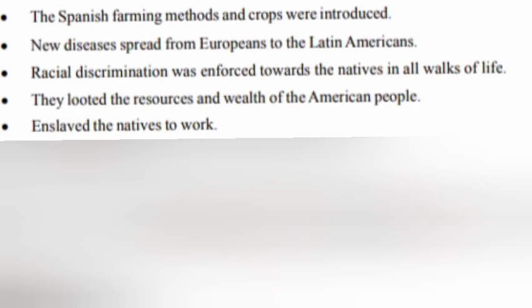They looted the resources and wealth of the American people and enslaved the natives to work.